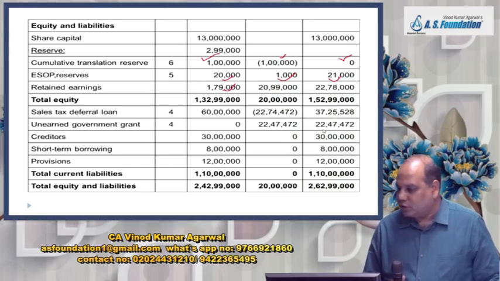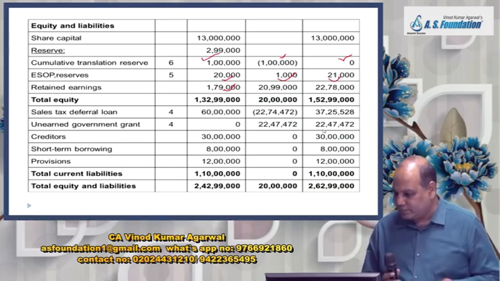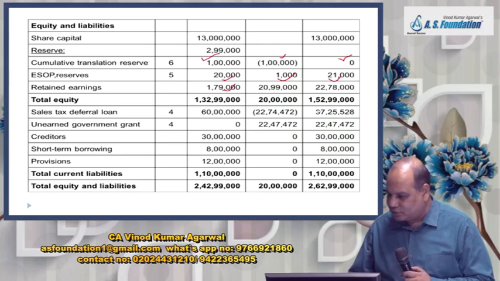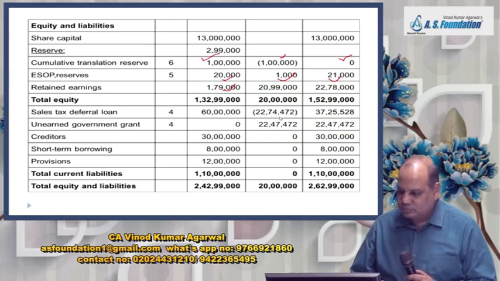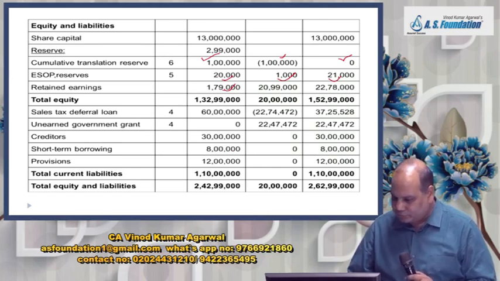Is the balancing figure 22,47,472 or 74? This balancing figure is how much? 60 lakh minus 37,25,528, is 22,74,472? Unearned government grant, write down the same figure, remove from here and shift it to government grant.